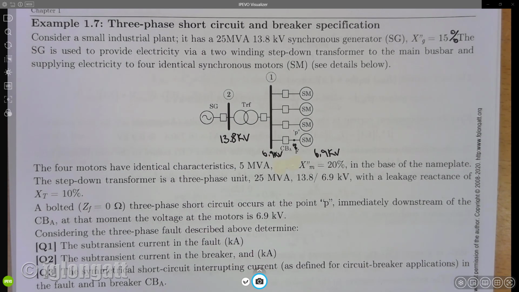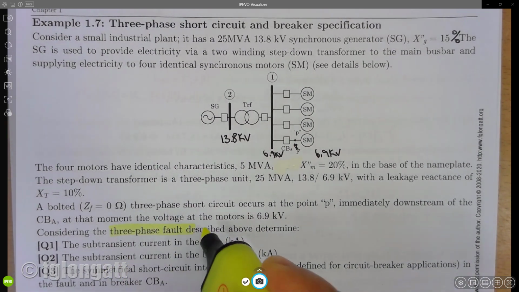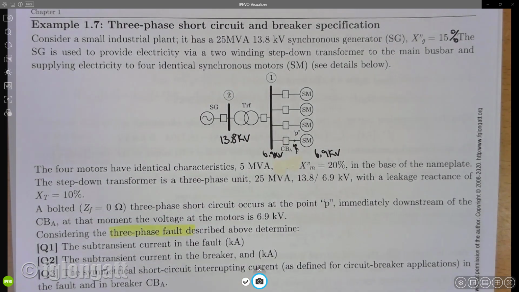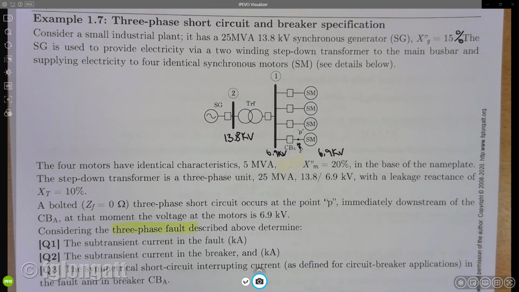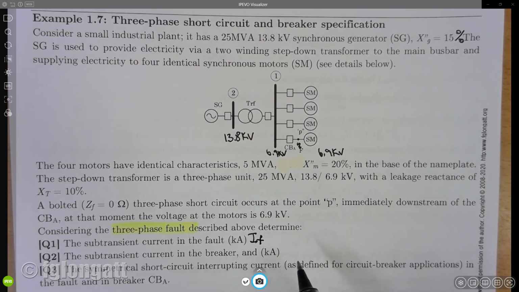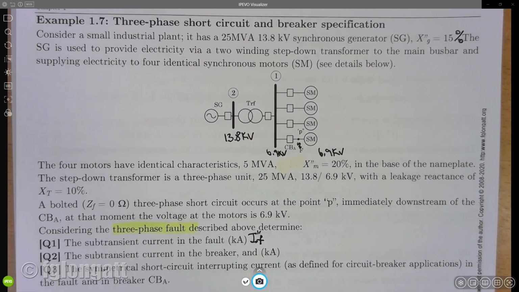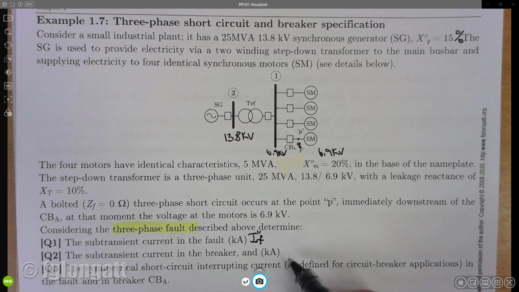Okay, now considering the three-phase fault, what we want to do is a few calculations here. One of the calculations is, okay, how much is the fault current? In this case, this is the subtransient fault current. Then we want to know what is the fault current, but in this case the fault current that is moving by the circuit breaker, okay?